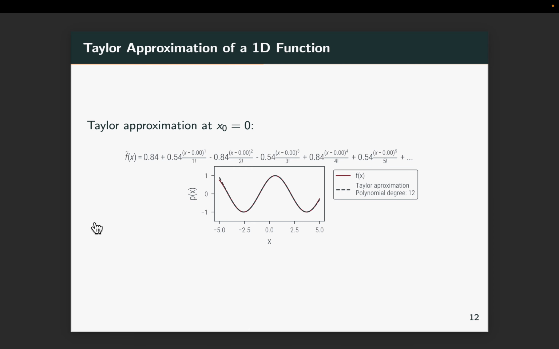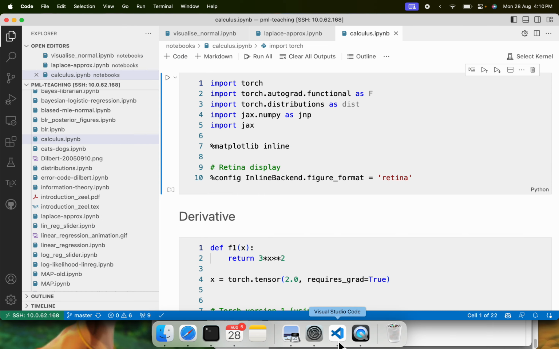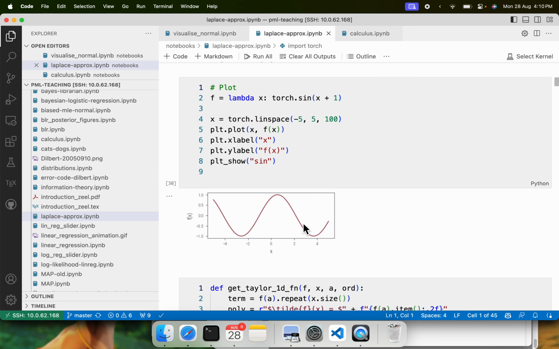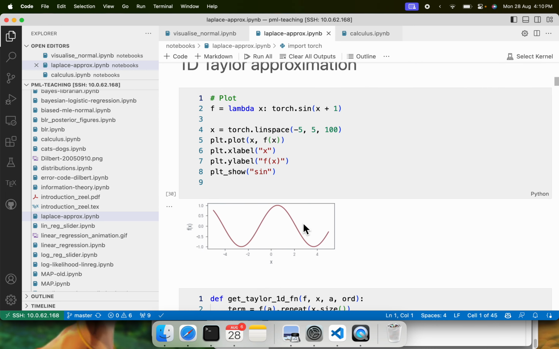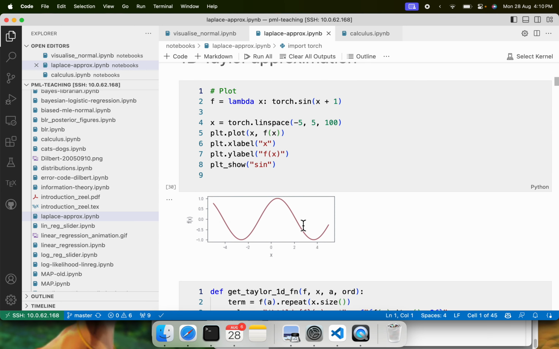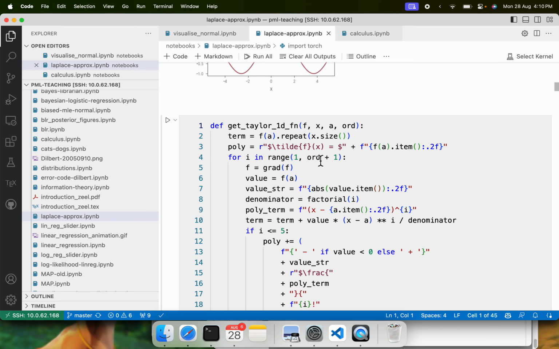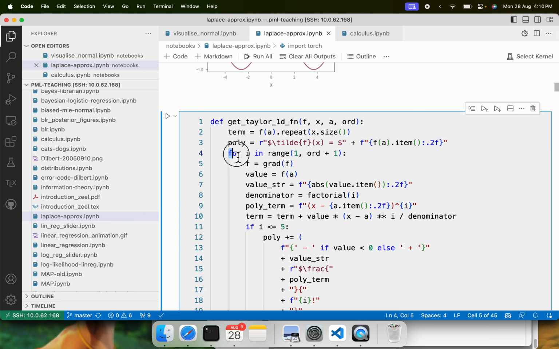So, if we were to write some code on this, we can see this function f of x, which is sine of x plus 1, and for the order that I am trying to compute, there is a nice trick that we have leveraged here, f equal to grad of f. Do you see what is happening here?